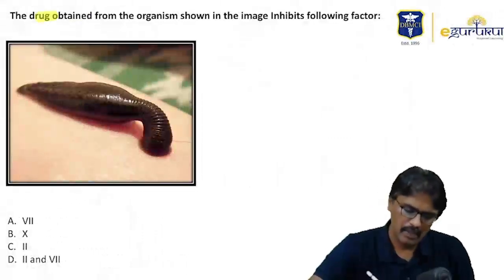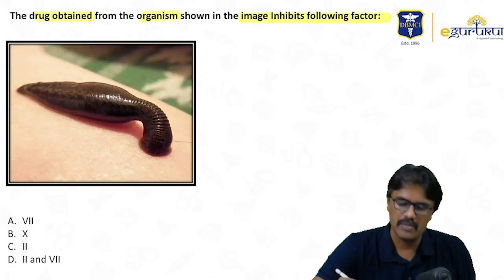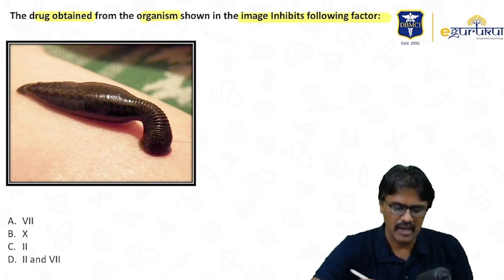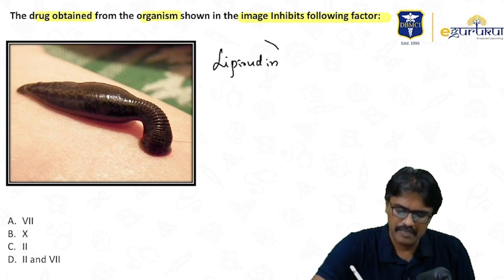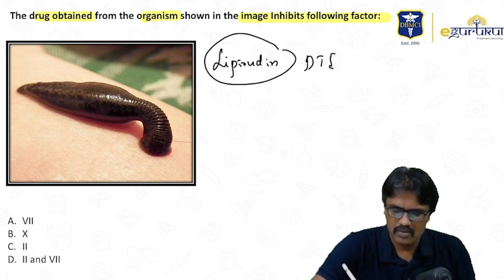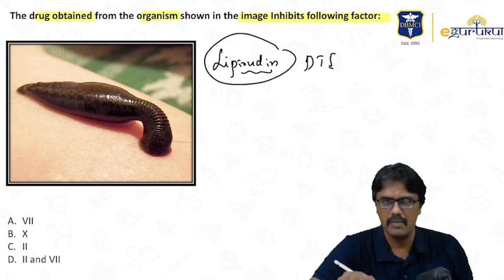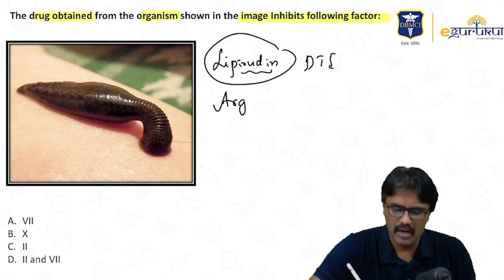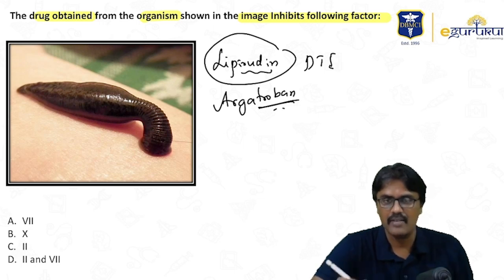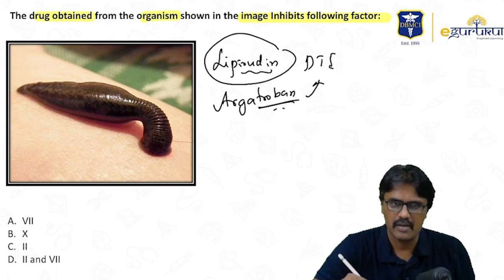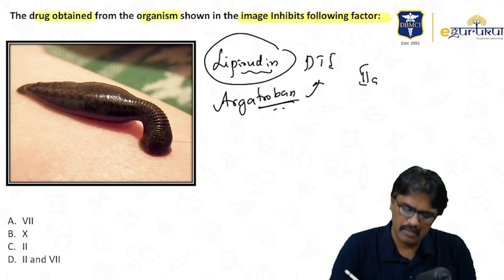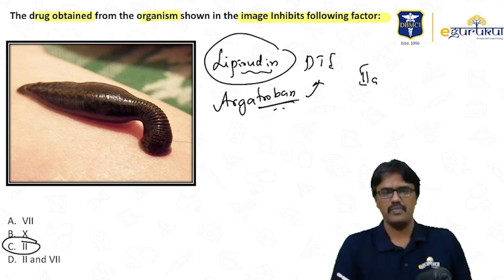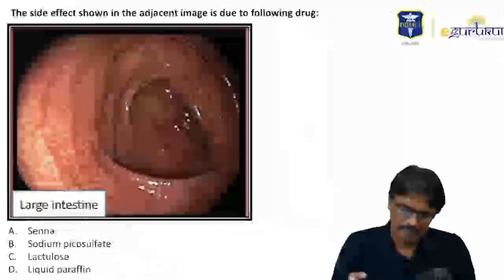Now this is the drug obtained from the organism shown in the image. It inhibits the following factors. So this is the leech, and what we obtain from leech is Lipirudin. So I told you Lipirudin is a direct thrombin inhibitor. So anything ending with rudin will be direct thrombin inhibitor. And one more you have to remember is argatroban, that doesn't end with that, so it's a troban, it is also direct thrombin inhibitor. So they inhibit factor 2A. So they have asked which one they inhibit, it is the factor 2. That is the one which they inhibit.